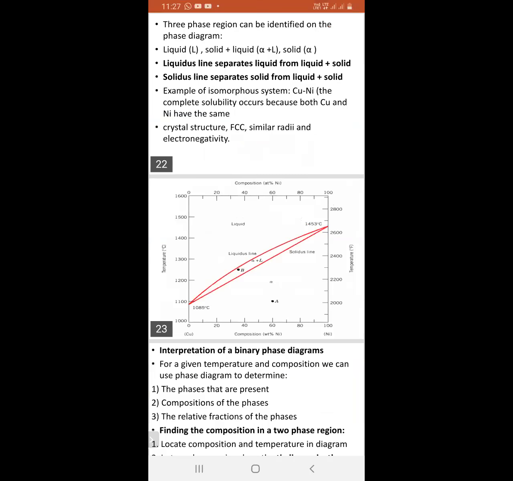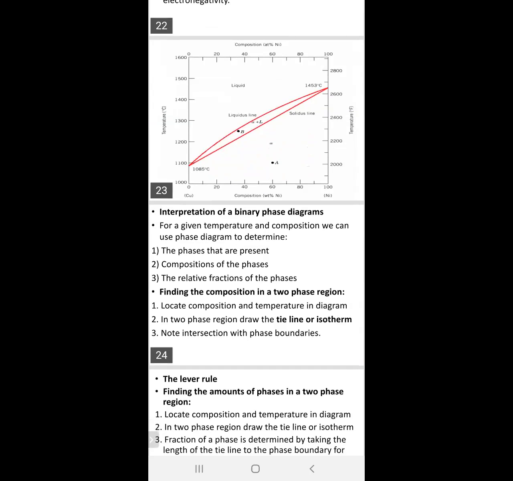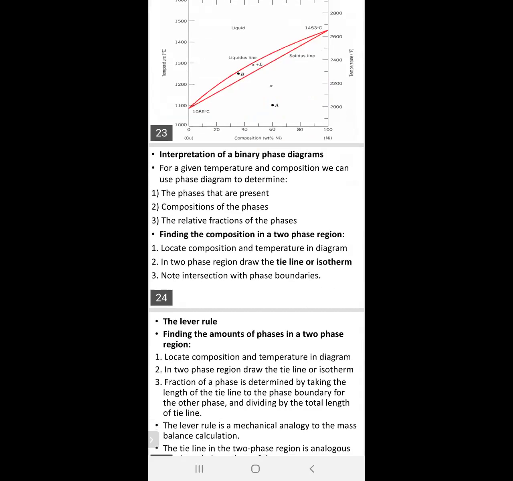First one is the interpretation of a binary phase diagram. For a given temperature and composition, we can use the phase diagram to determine the phases that are present. How many phases are present? Liquid, solid plus liquid, solid. Okay? Then the composition of each phase, and next the relative fractions of the phases, we have to find.